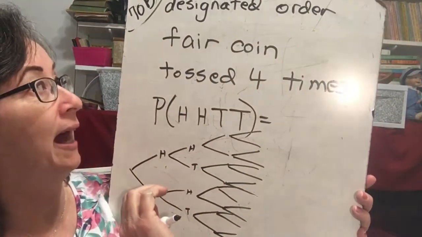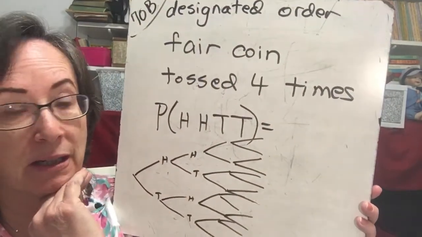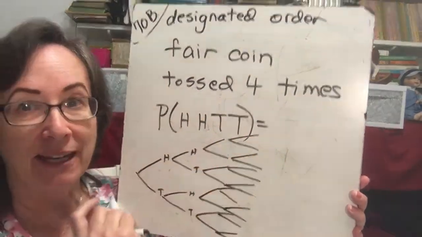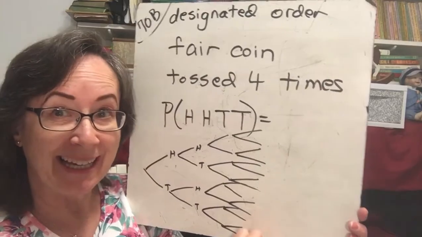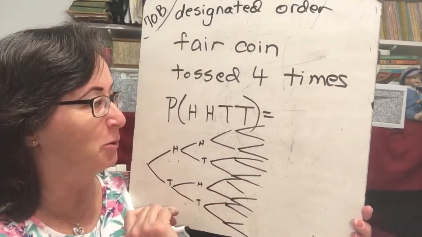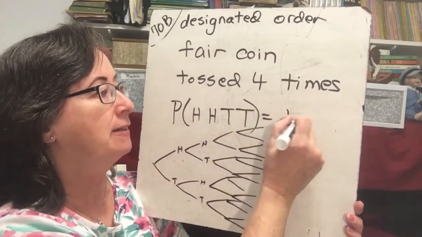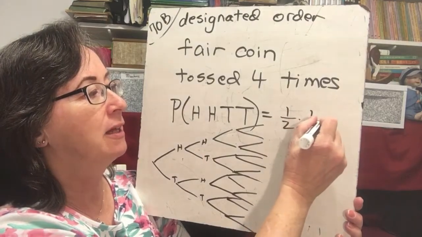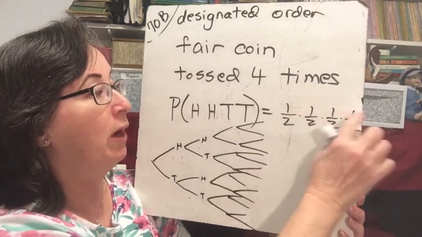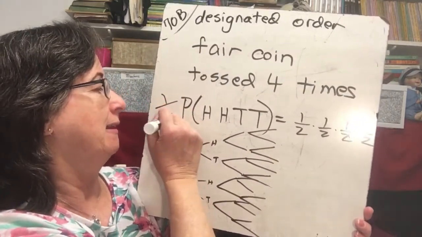Okay, so here we have the next example. We have a fair coin tossed 4 times. What is the probability we're going to get a head and then a head and then a tail and then a tail? So when we're looking at this, we can use our little model that we just learned, our rule. So we're going to take 1/2 times 1/2 times 1/2 times 1/2, and come out with 1/16. Okay, so 1/16 is the answer.